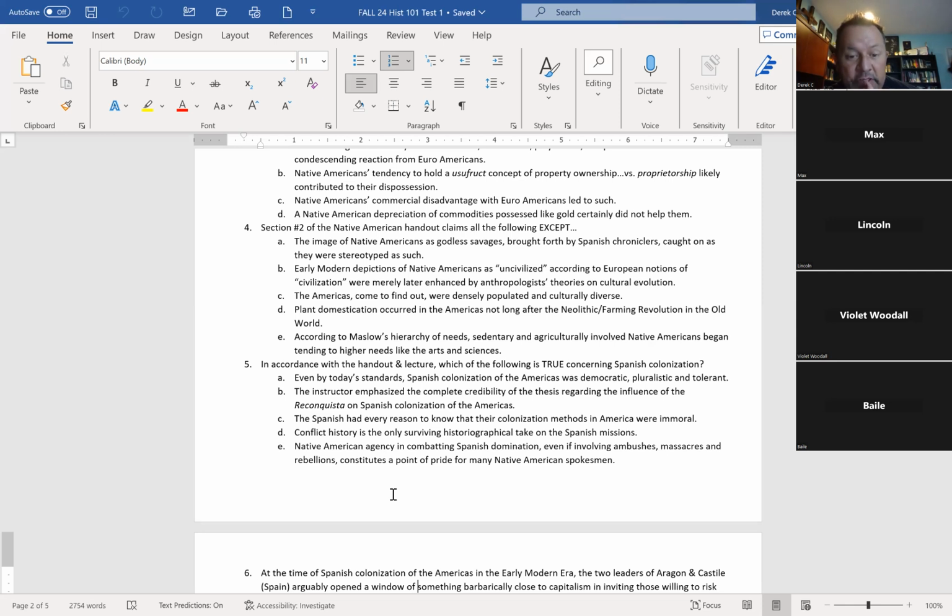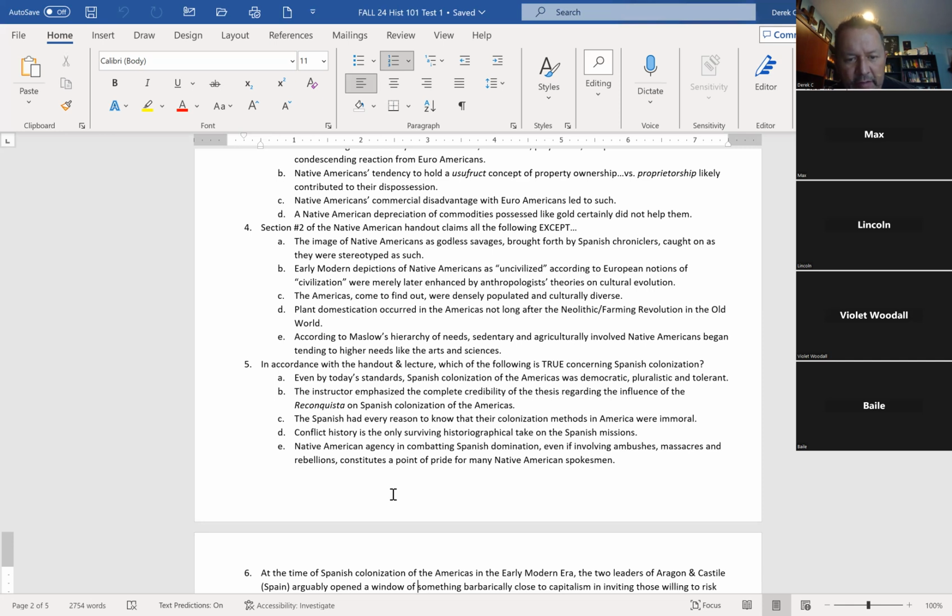The Spanish had every reason to know that their colonization methods in America were immoral. Of course not. And remember, I did just the opposite. Remember, I used the term historicism and tried to play devil's advocate and defend the Spanish, saying that people are a product of their environment and their time, and the Spanish didn't know any better. That's the world in which they were brought up.